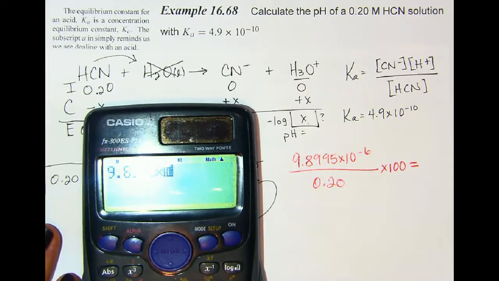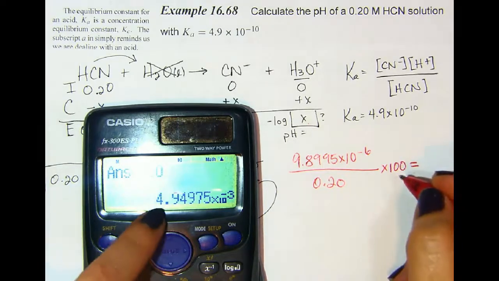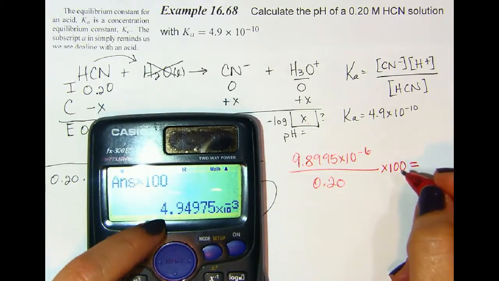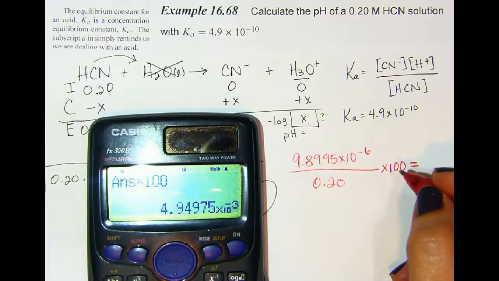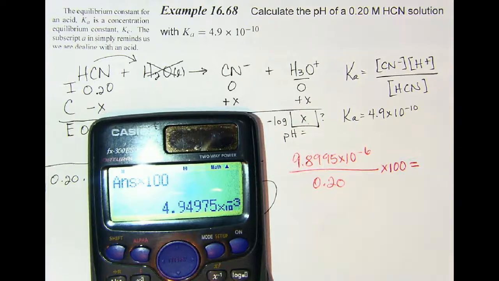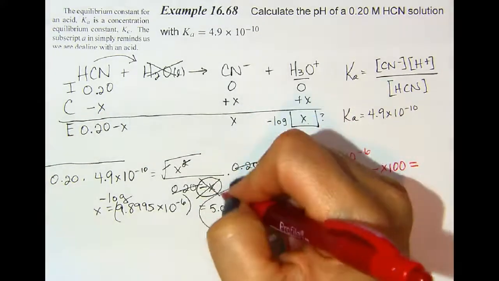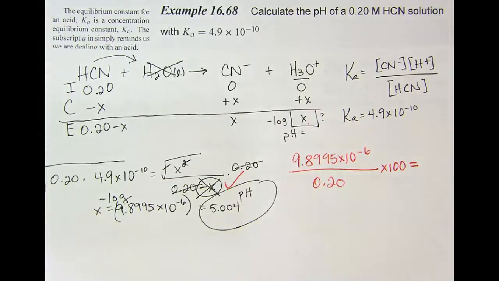So we have 9.8995 times 10 to the negative 6 divided by 0.2 times 100, and we get a value that's very small, 4.95 times 10 to the negative 3, so far below 1 even. So it's a very small percentage that ionized, and so this is actually a legitimate approximation that we can do.